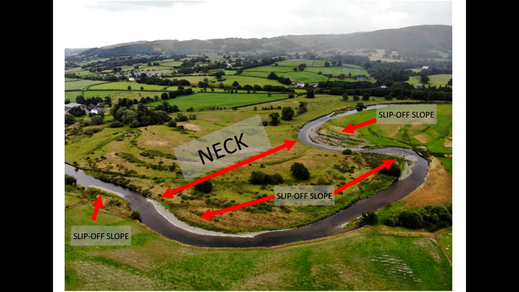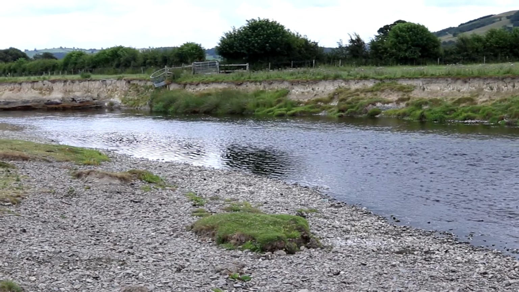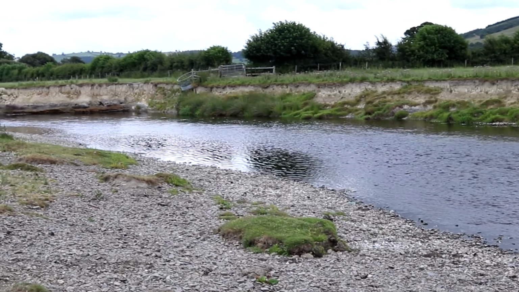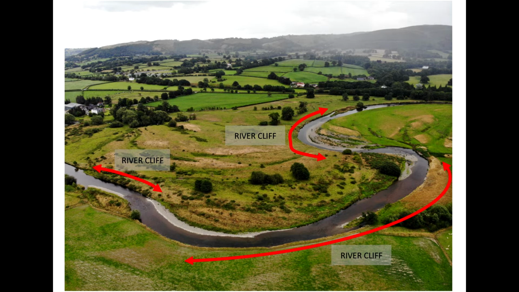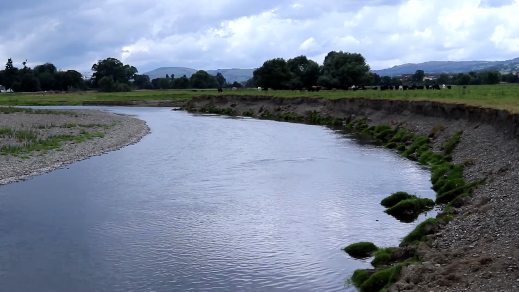In this first example, you clearly see where the neck is, where again those bends of the river start to get closer to each other. We've also got the slip-off slopes identified, which are always on the inside of the bend, and that's where all the material is deposited.